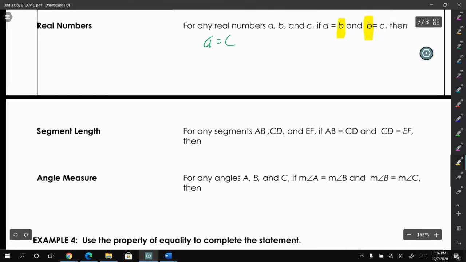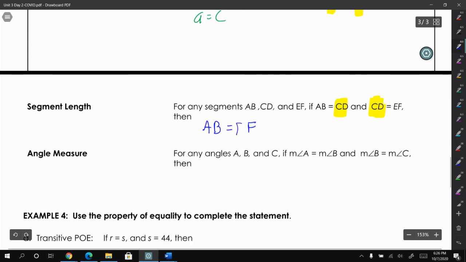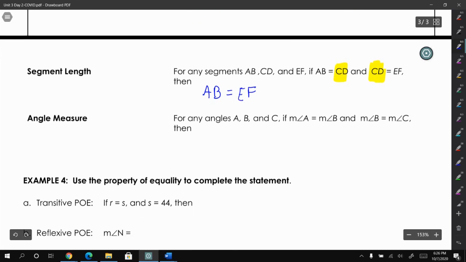And the same thing can be said for segment lengths. If we have segments AB, CD, and EF, if AB is equal to CD and CD is equal to EF, well, CD is our middleman here. That means segment AB is also equal to segment EF. And the same thing is true with angles. If angle A is equal to angle B and angle B is equal to angle C, the measure of angle A is equal to the measure of angle C. Our middleman here is angle B.